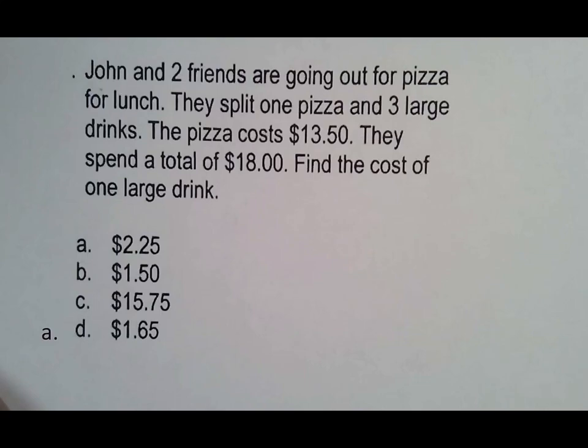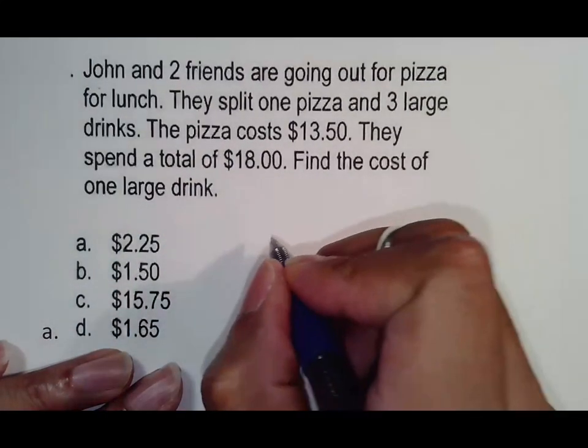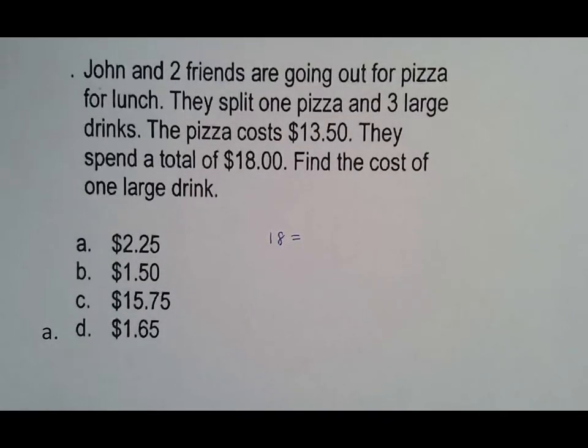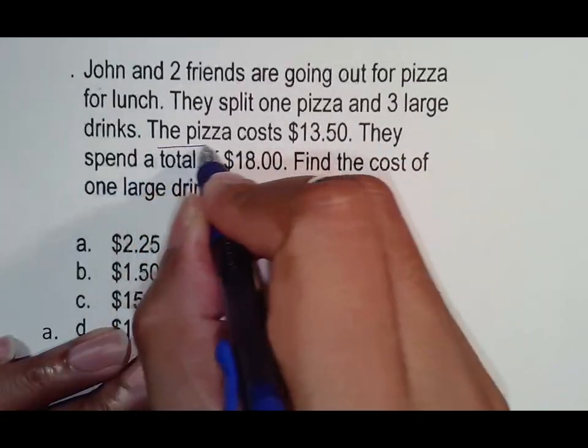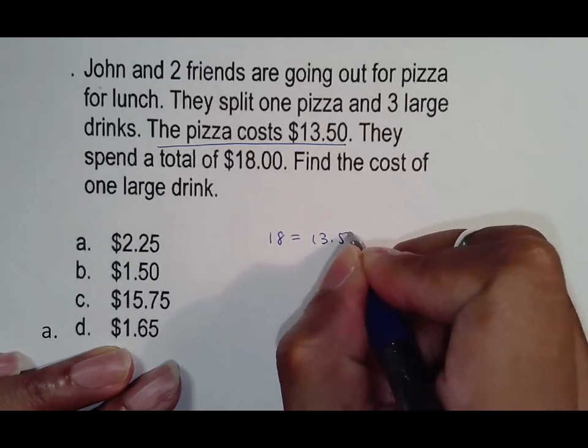First thing, the pizza costs $13.50. They spend a total of $18. Usually whenever you set up an equation, your total is going to be by itself. So the total that we have is 18 bucks. Here's the other thing. The pizza costs $13.50. That is a flat price, so therefore $13.50 is just going to be there.